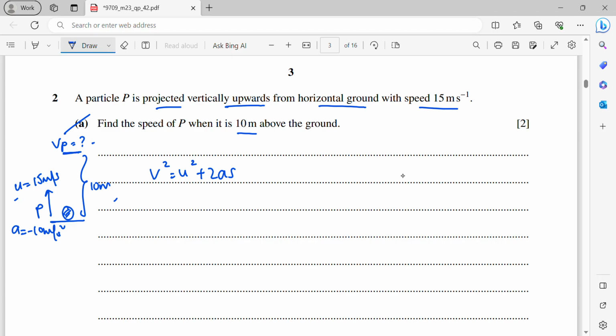Alright, so now the V is basically what we do not know, which is our VP, right? VP squared. The U is 15, so 15 squared plus 2, the A is going to be negative 10, and then the S is 10. So then from here, you will be getting 225 minus 200, and then I will get 25. So this 25 is V squared. That means now I will say VP is going to be 5 meter per second.